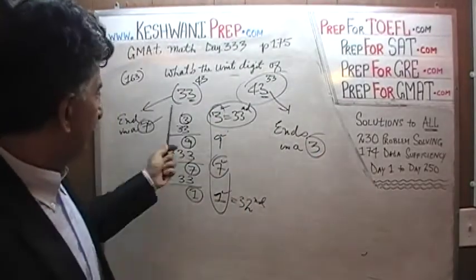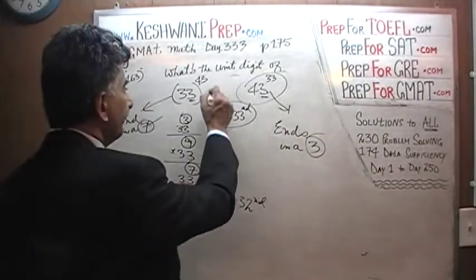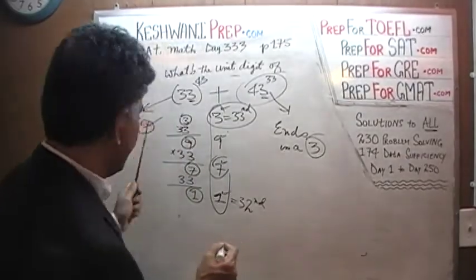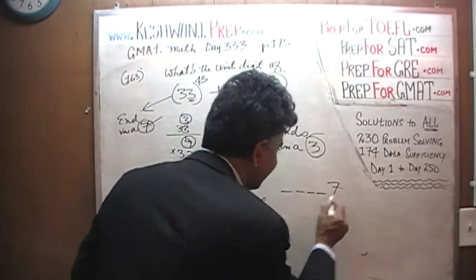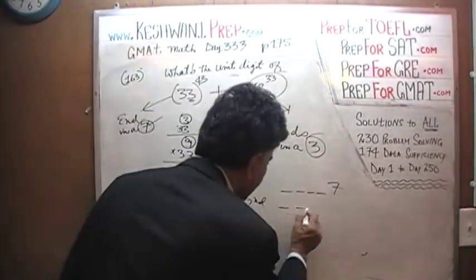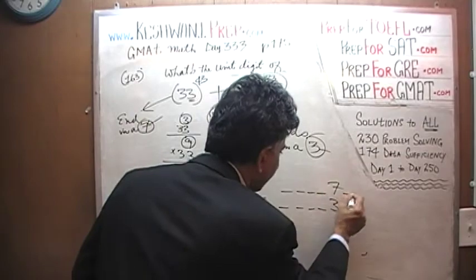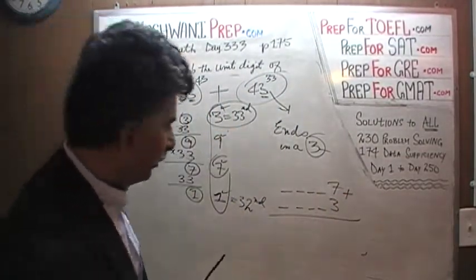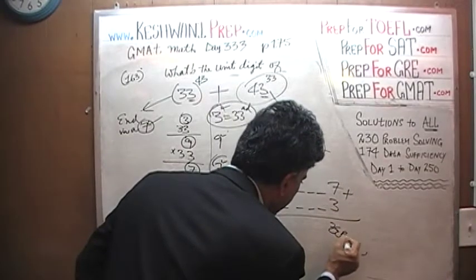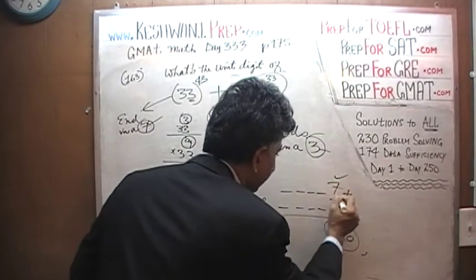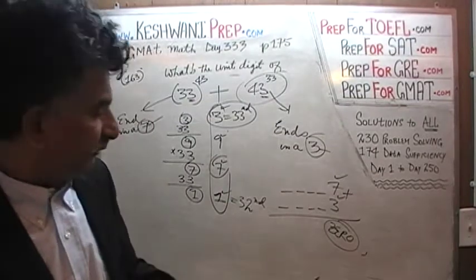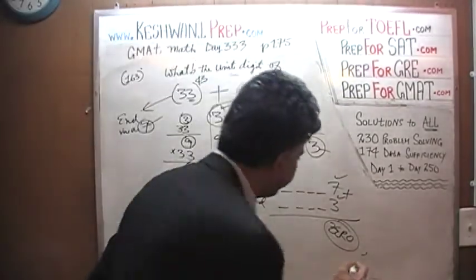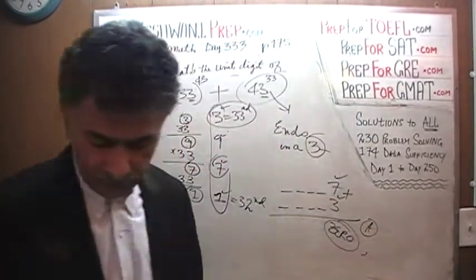And what are we supposed to do with these two quantities? We're supposed to add them. If one quantity ends in a 7 and another ends in a 3, what do you suppose their sum ends in? 7 plus 3 is 10. The unit digit is going to be 0. The answer is A.